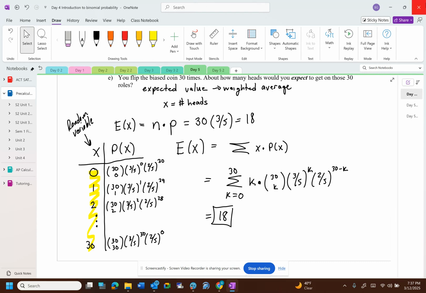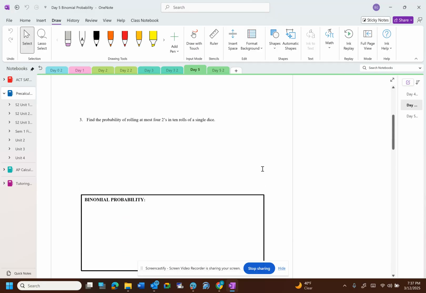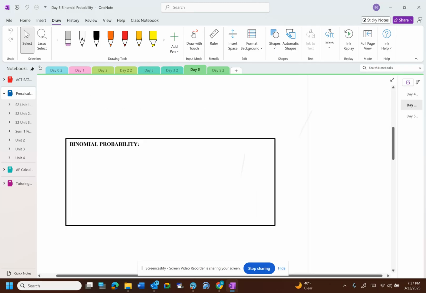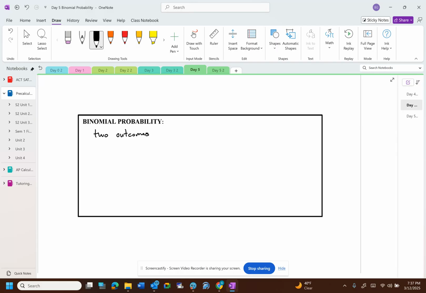So, jumping over onto the other notes that you didn't look at yet, I'm not going to do all of these problems because I feel like you should be able to do them. I am going to fill out this box with you, just so you have it in your notes. We'll go back to this and fill it out real quick. Remember, binomial probability means there are 2 outcomes. There's got to be only 2 outcomes: success or failure. Okay, that's it.